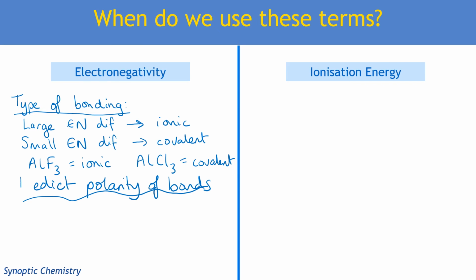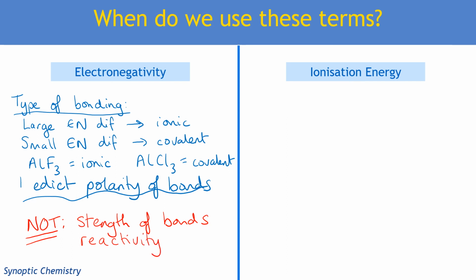So when should we not use electronegativity? Because I mentioned that sometimes we use it in the wrong contexts. We should not be using it to talk about strength of covalent bonds, because that is about the length of the bond and the strength of the attraction, and is not to do with how polar it is, although they are indirectly related. We should not talk about electronegativity if we want to talk about reactivity. That's not generally an explanation for reactivity.